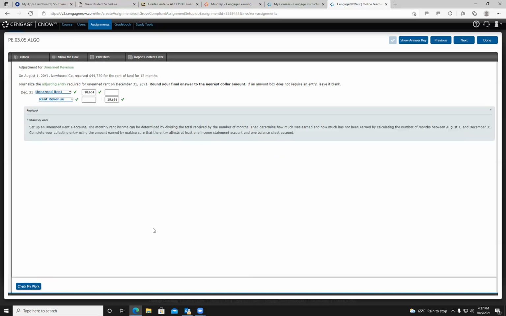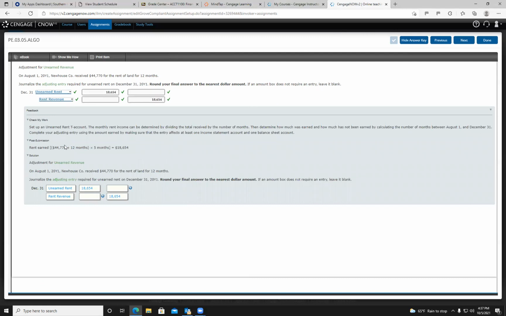So let's go ahead and check our work. Again, here's that calculation to show you what it looks like and how we came up with that amount. We took the $44,770, divided it by 12 to get the monthly rate, and multiplied by the number of months that you've now earned the rent, which we calculated was 5 months. That gives you the amount that you can now record as rent revenue.